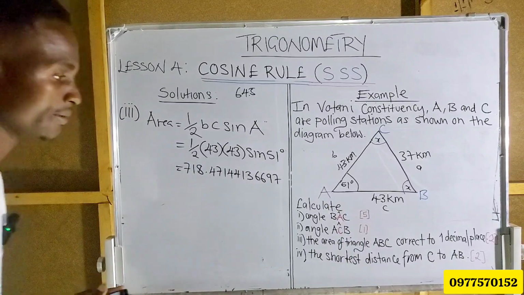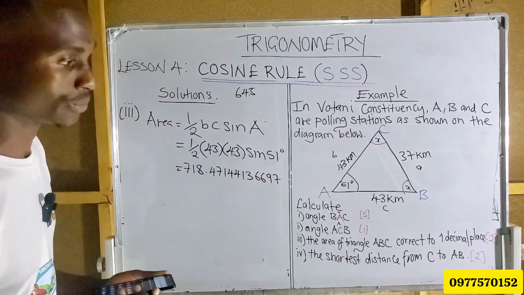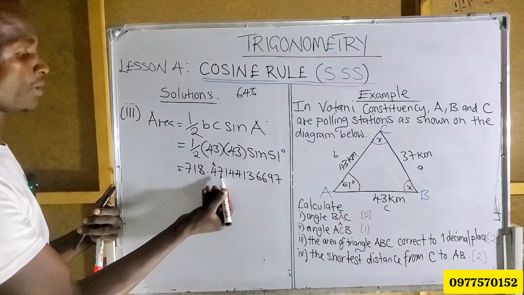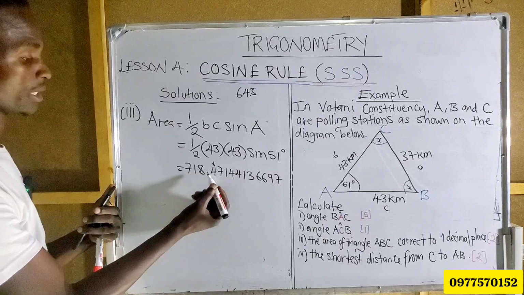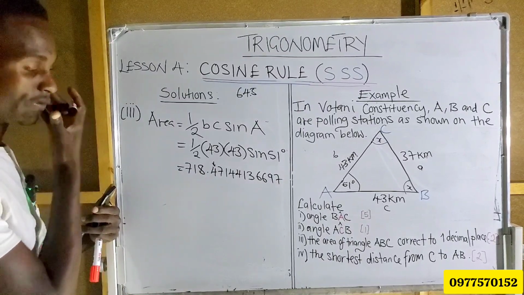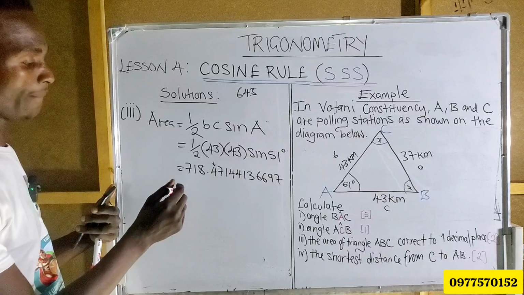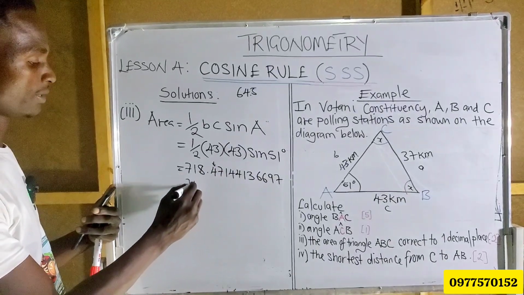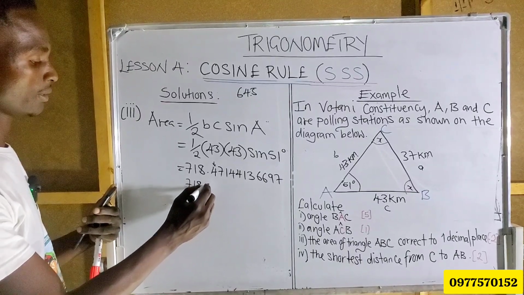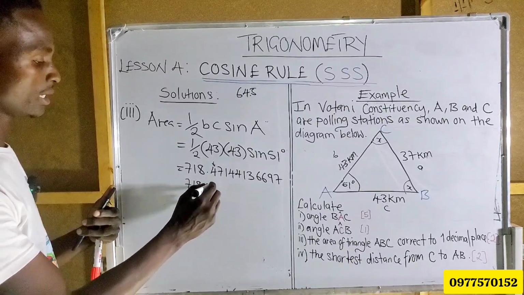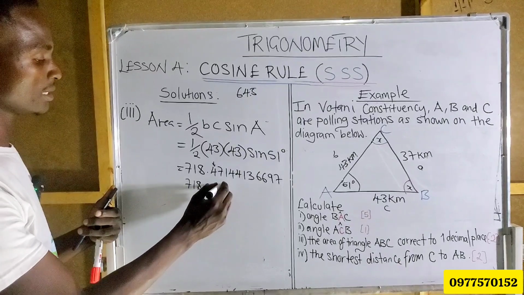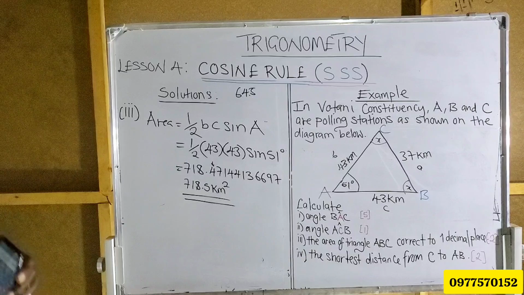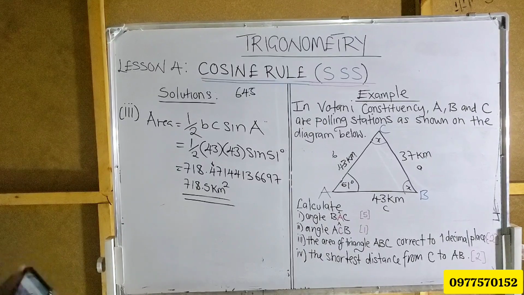They're saying leave it correct to one decimal place. So after the decimal point, this is the first decimal number. We have this number which is greater than or equal to 5, so you can add 1 to this one and it becomes 718.5. Is it in kilo? Yes, it's in kilometers. And since this is area, then it is squared. And this is the answer. So this is how we find the area.